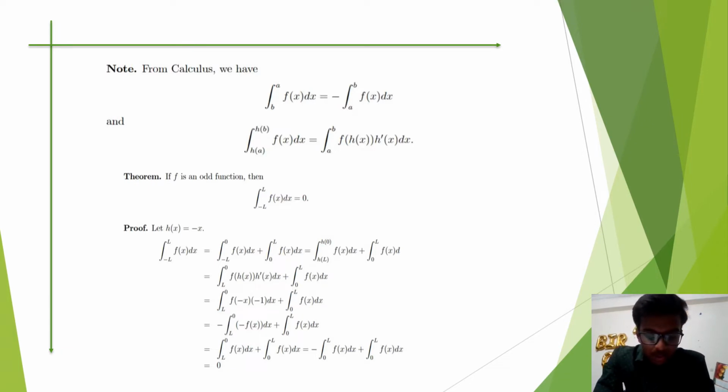The integral from L to minus L of f of x dx is equal to the integral from 0 to minus L of f of x dx plus the integral from 0 to L of f of x dx, which is minus the integral from 0 to L of f of x dx plus the integral from L to 0 of f of x dx, that is equal to 0.